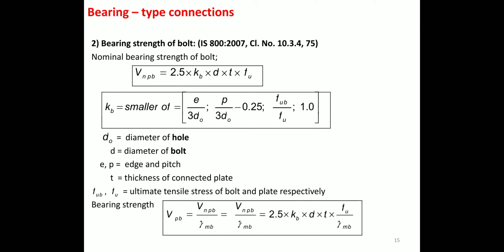FUB and FU are the ultimate tensile strength of bolt and plate respectively. Then the final equation to determine the bearing strength of that bolt is denoted by V suffix PB. We know that Vn PB divided by gamma MB. So after substituting the value of Vn PB, that is 2.5 KB into dt into fu, divided by gamma MB. Gamma MB is the partial safety factor for bolt.